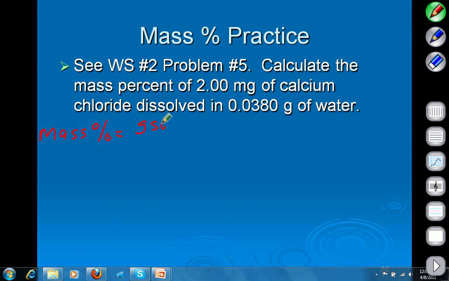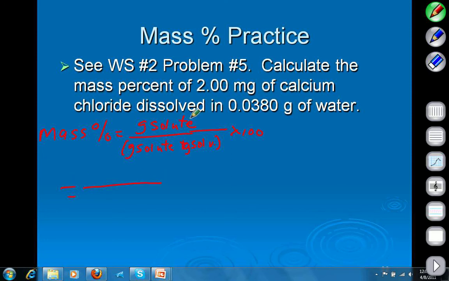equals the grams of the solute. That's the thing that's going to be dissolved, divided by, I'm going to put parentheses here, the grams of the solute plus the grams of the solvent, times 100. So let's plug in our numbers.